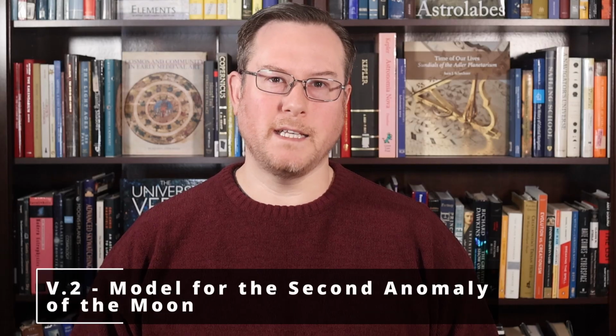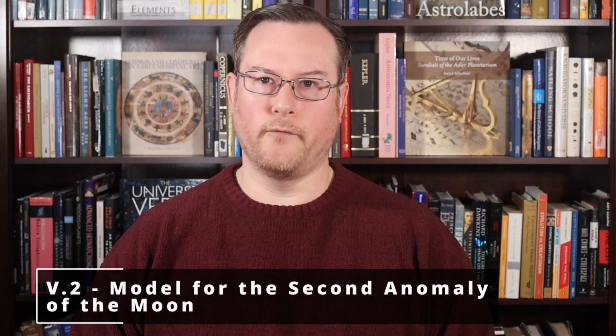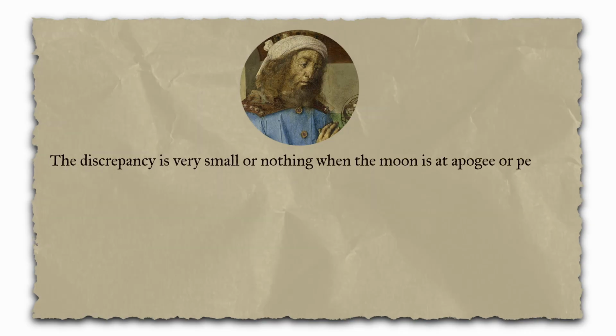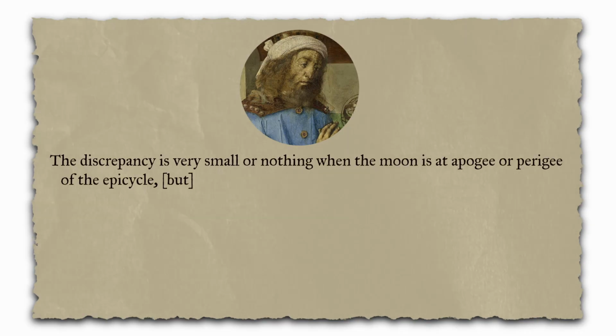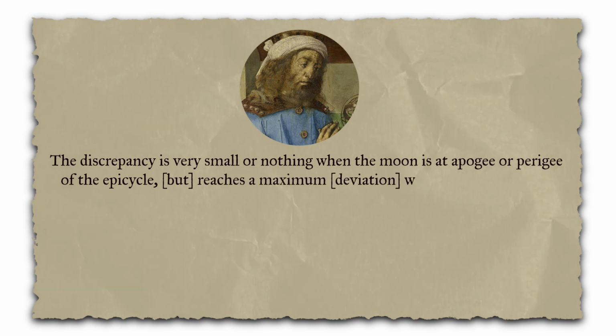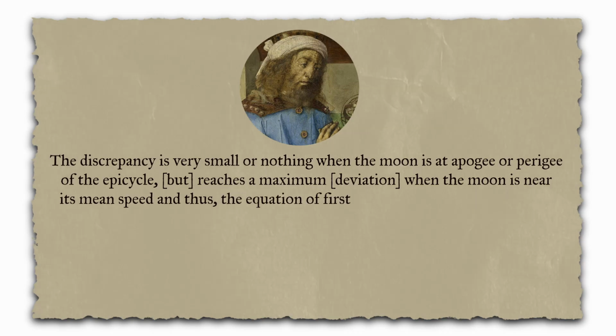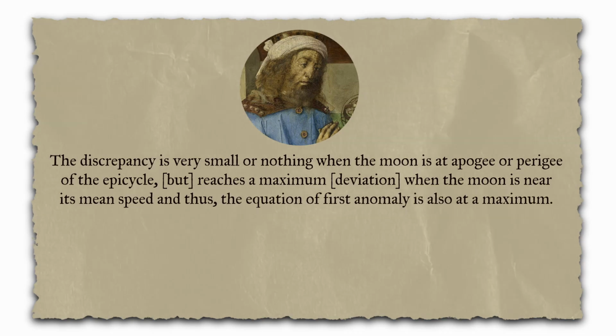But what precisely does this revised model need to account for? Ptolemy lays out the exact issue in Chapter 2, telling us that the model works well sometimes around first and third quarter. The discrepancy, he tells us, is very small or nothing when the moon is at apogee or perigee of the epicycle, but reaches a maximum deviation when the moon is near its mean speed, and thus the equation of the first anomaly is also at a maximum.